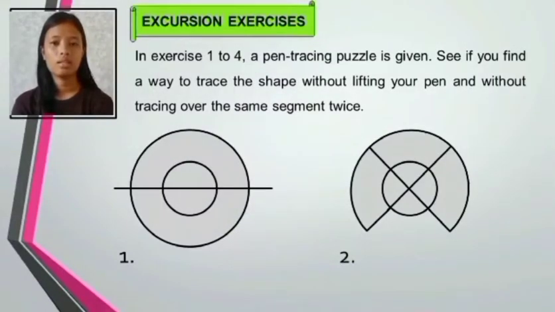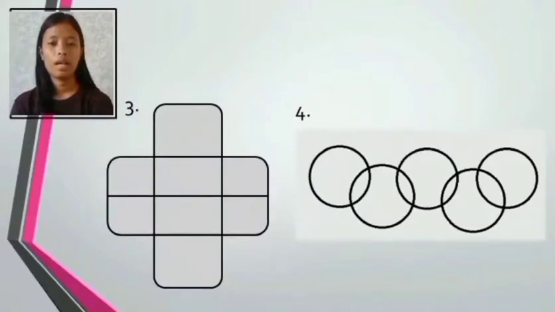Exercises. In exercises 1 to 4, a pen tracing puzzle is given. See if you can find a way to trace the shape without lifting your pen and without tracing over the same segment twice. If there are more than 2 odd vertices, you cannot. If there are exactly 2, you must start and end at those odd ones. If there are no odd vertices, if they're all even, you can start and end anywhere you'd like.